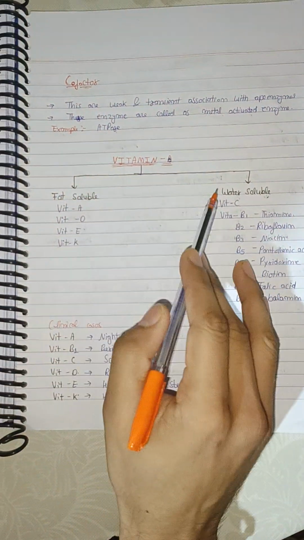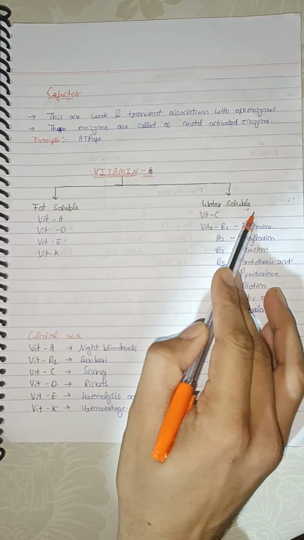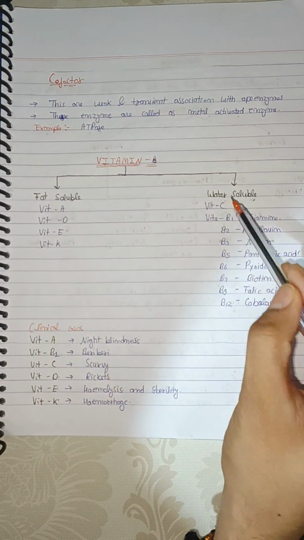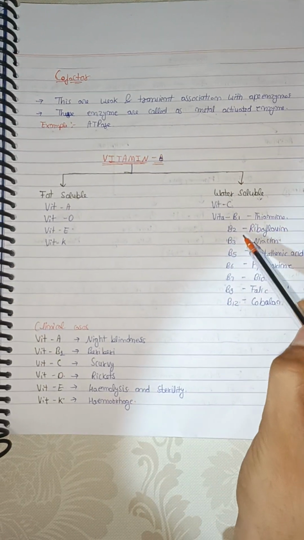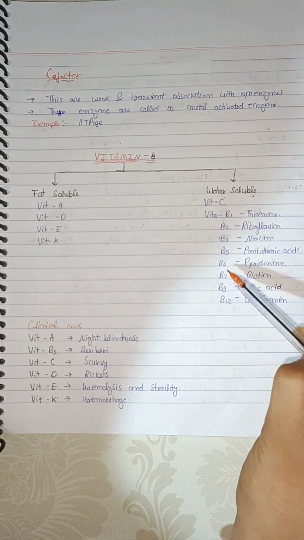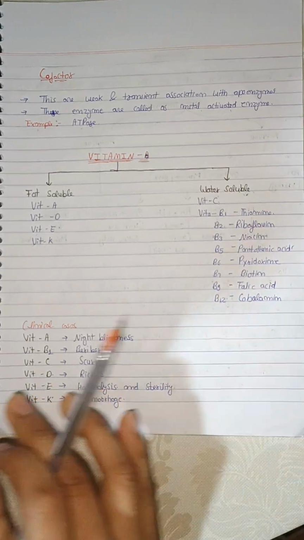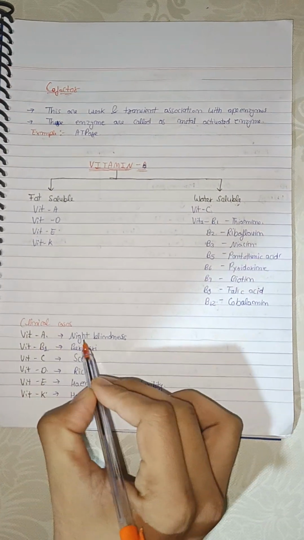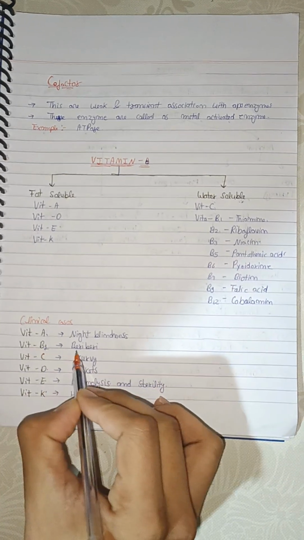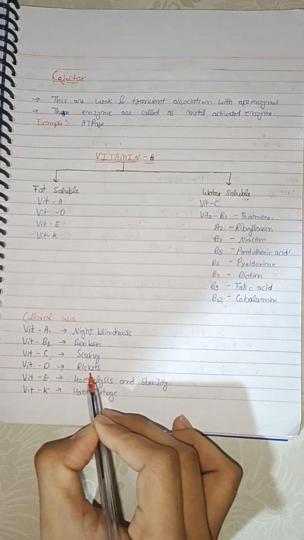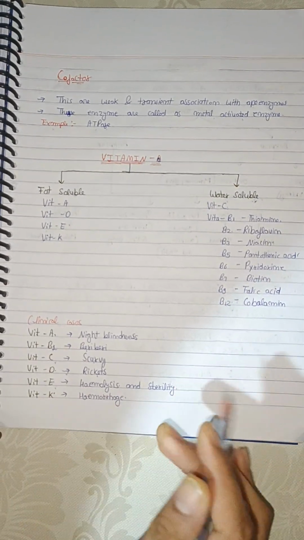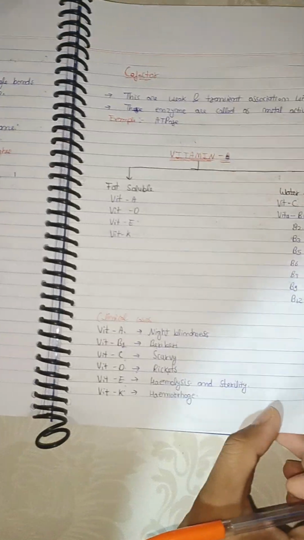Now the next one is vitamins. Vitamins are divided into two types: fat soluble and water soluble. Fat soluble are vitamins A, D, E, and K. Water soluble are vitamins C, B1, B2, B3, B5, B6, B7, B9, and B12. If I talk about the clinical cases, vitamin A deficiency causes night blindness, B1 causes beriberi, C causes scurvy, D causes rickets, and E causes hemolysis and sterility. K causes hemorrhage.